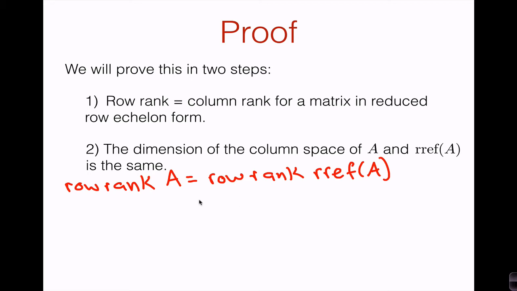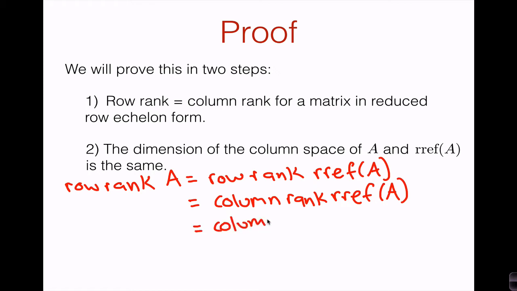Now part 1 is going to tell us that the row rank of the reduced row echelon form is equal to the column rank of the reduced row echelon form of A. And part 2 is going to tell us that that is equal to the column rank of A. And now, through this chain of equalities, we will have that the row rank of A is equal to the column rank of A, which is what we wanted to show.